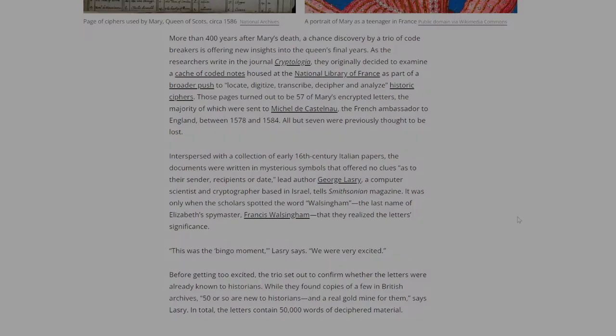More than 400 years after Mary's death, a chance discovery by a trio of codebreakers offers new insights into the queen's final years. As the researchers write in the journal Cryptologia, they originally decided to examine a cache of coded notes housed at the National Library of France as part of a broader push to locate, digitize, transcribe, decipher, and analyze historic ciphers. Those pages turned out to be 57 of Mary's encrypted letters, the majority of which were sent to Michael de Castelnau, a French ambassador to England, between 1578 and 1584. All but seven were previously thought to be lost.